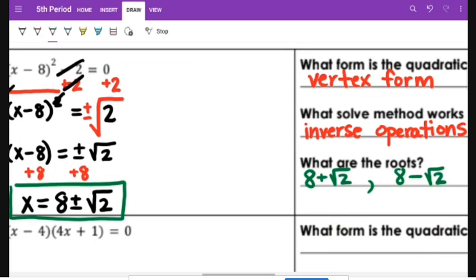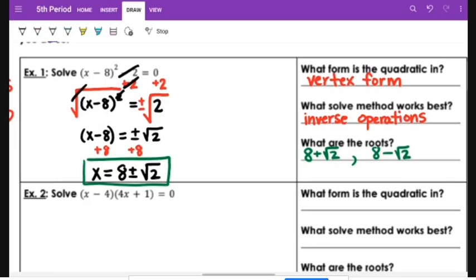The reason I wanted to show you both of these is because on a quiz, you're going to be dealing with a multiple choice question, and I'm not sure which way the quiz will present the answers to you. So you need to know that both of these forms are correct answers.